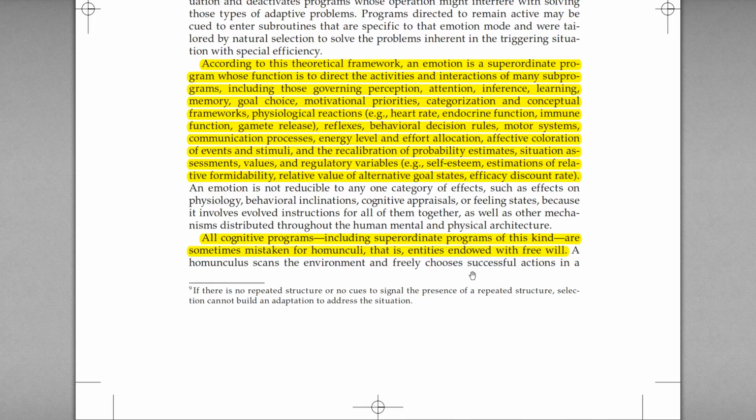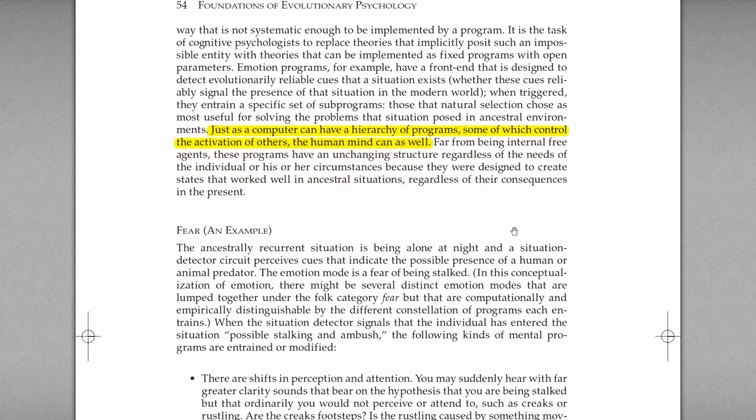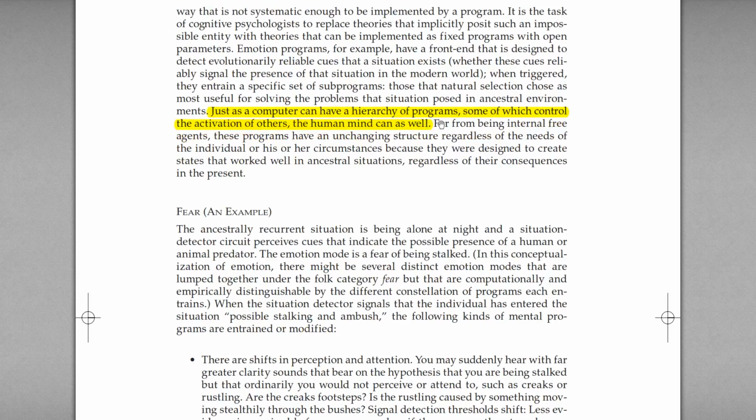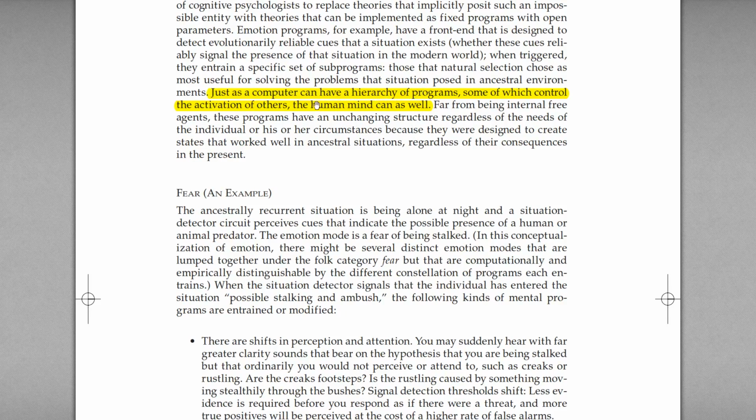Because we have these kind of subordinate programs, some people think we have free will. And that's of course, free will is an illusion. It's just a computer that has a subordinate hierarchy of programs. A program that controls another program.